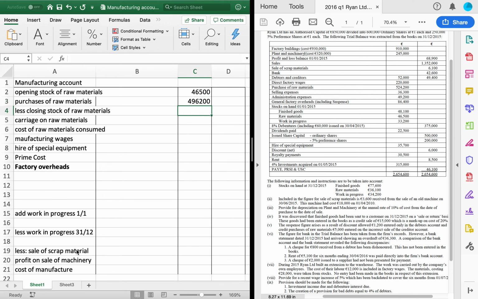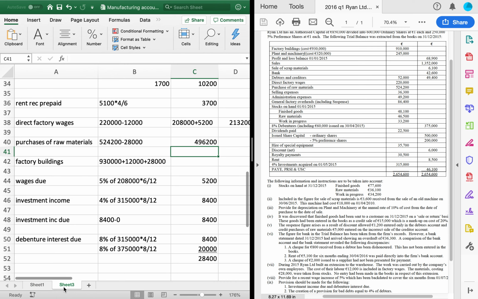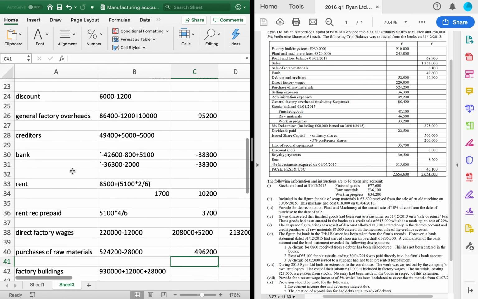We're looking then to see if there's any carriage, which will be above closing stock, obviously. And the reason I'm saying that is in some of the questions there is carriage in. There's none in this question. So we take away the closing stock of raw material from that, and there was a working on that, so we know it's on our workings page somewhere. There's always a working on that.